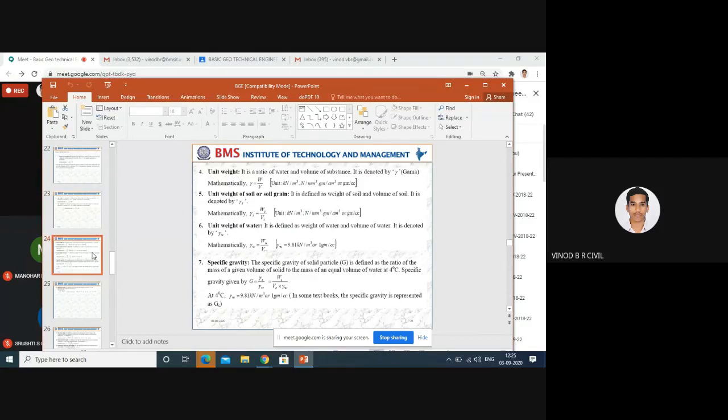Unit weight is denoted by gamma. Gamma is equal to weight by volume. The units are kilonewton per meter cube, gram per cc, newton per mm cube, or gram per centimeter cube. If you want to calculate unit weight of soil, it is weight of soil divided by volume of soil. If you want to calculate unit weight of water, gamma W is equal to weight of water divided by volume of water. Usually gamma W equals 9.81 kilonewton per meter cube or 1 gram per cc.